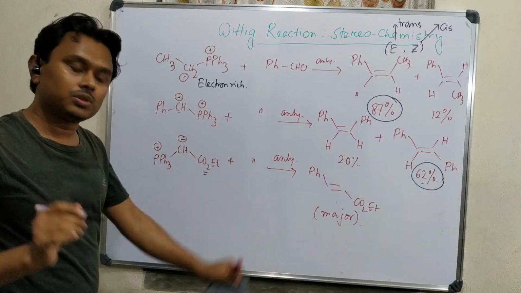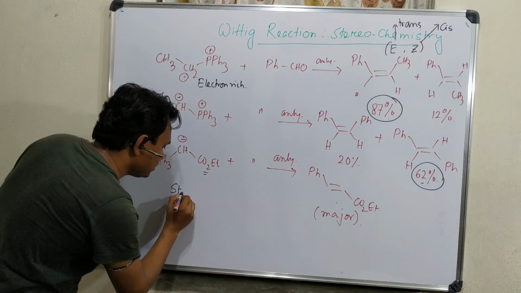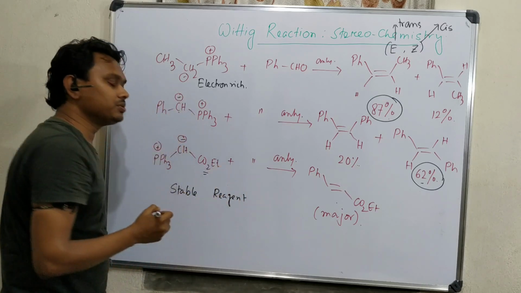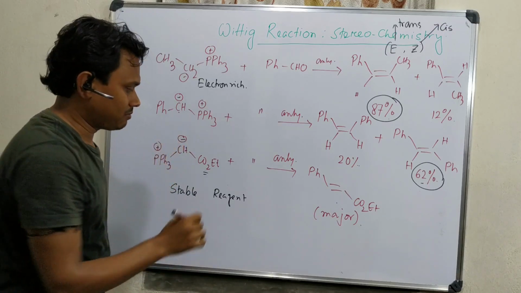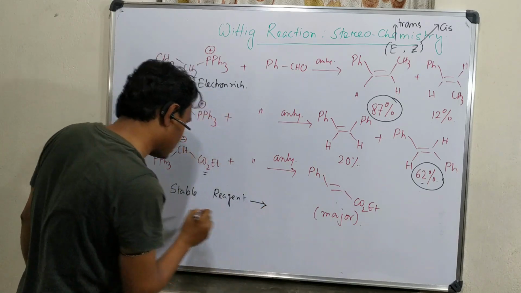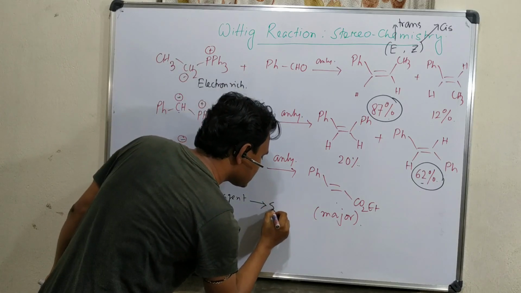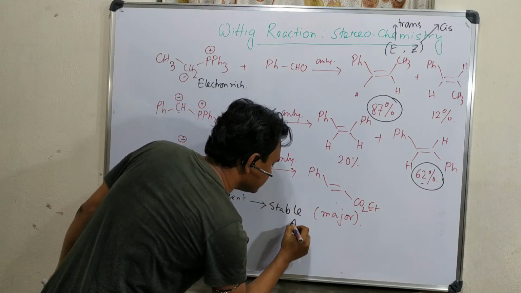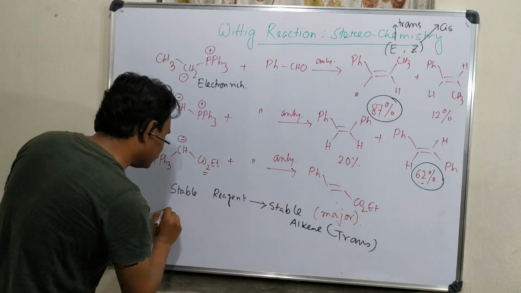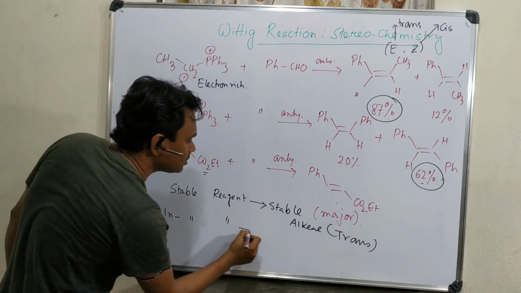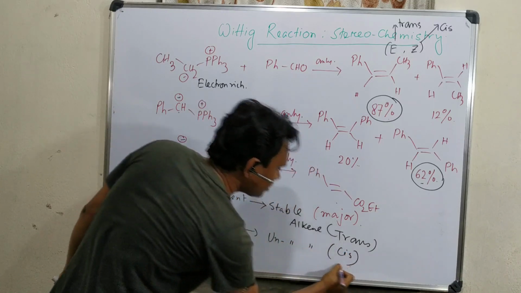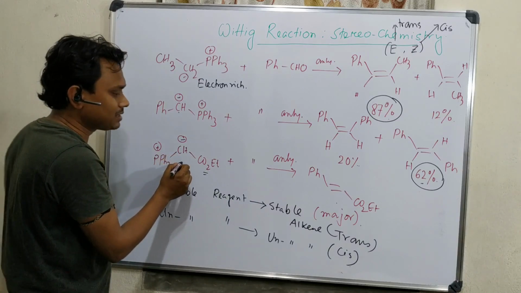It's a trick, you can remember the product. Stable Wittig reagent will produce stable alkene. In this way you can remember, and we know if we compare cis and trans, trans is more stable. So a stable reagent will produce stable alkene, and stable alkene means trans. And an unstable reagent will produce unstable alkene, that is cis.